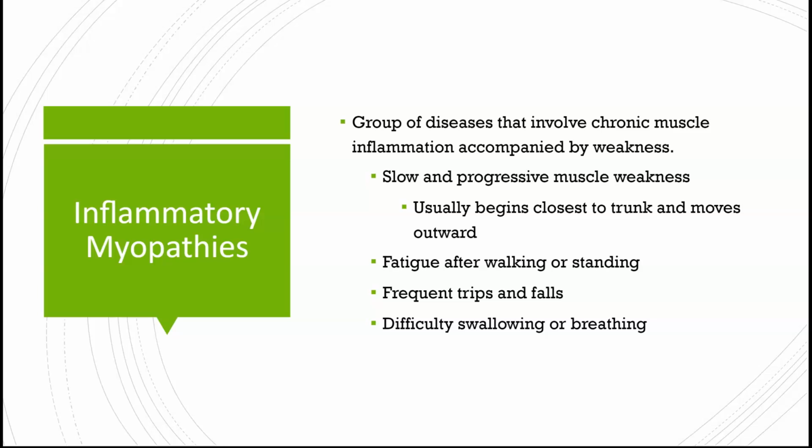the progressive muscle weakness brought on by inflammatory myopathy starts in the core and moves outward, okay? As opposed to muscular dystrophy, which we're going to talk about probably in a little bit, if I remember correctly, starts in the extremities and works its way in, okay? Usually it's associated with fatigue after walking or standing or any sort of exercise, difficulties in swallowing and breathing, because again, remember, those are your muscles. Those muscles help you do those things.